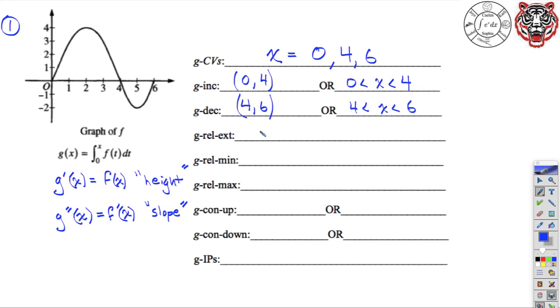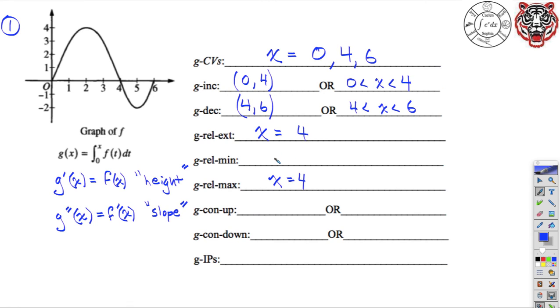The inequalities, more specifically. Okay, relative extrema. All of the relative extrema exist at what x coordinates? 4. Why? Because it goes from a positive to a negative, so you are defining a maximum. It's a sign change. That's what gives us this one. What about the minimum?